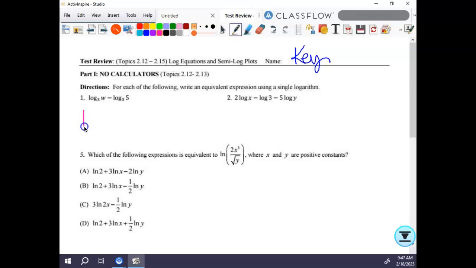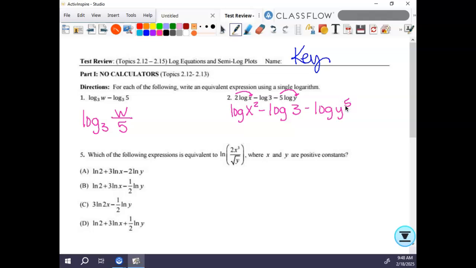All right, so I have two logs with the same base, so I'm going to create that into one log. This is subtraction, so it becomes division. Here I have 3, but before I combine them, I need to make these coefficients into exponents. So we'll get the log of x squared minus the log of 3, nothing happens to that one, minus the log of y to the 5th.